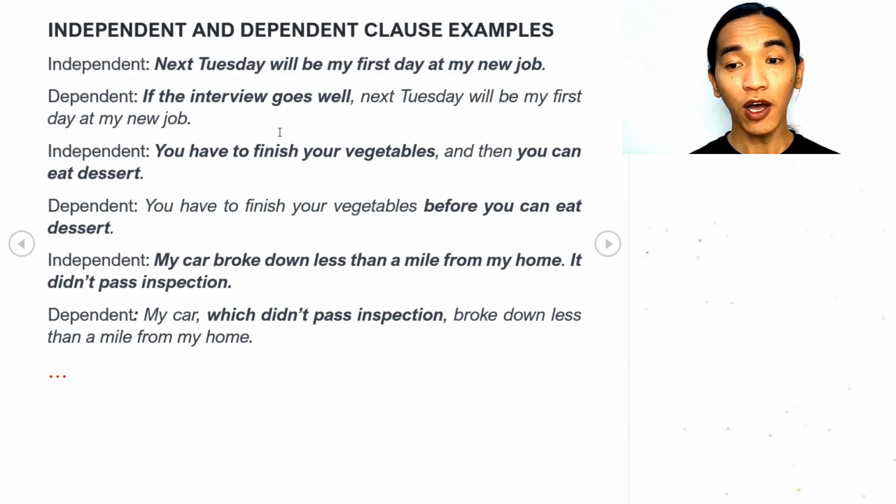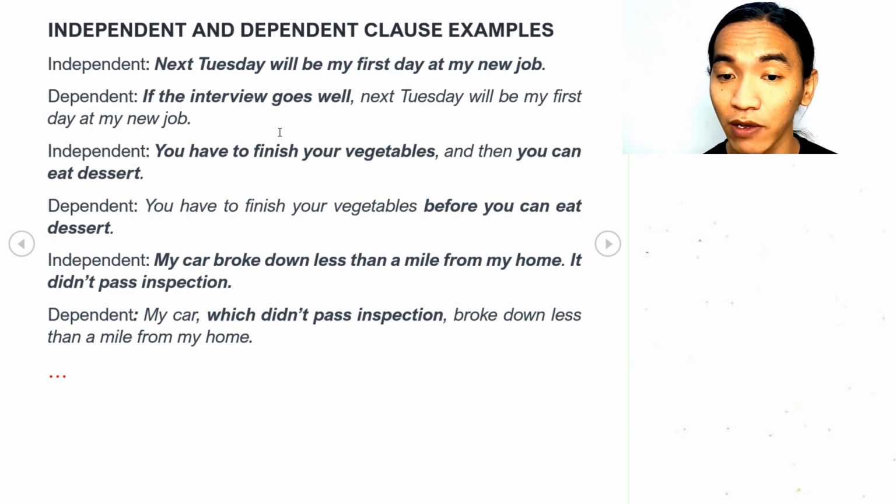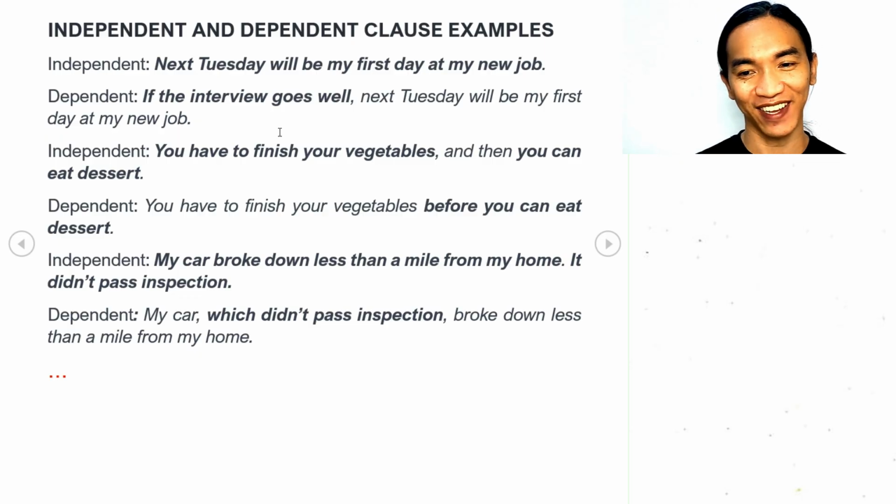Okay? So, these are just a few of the examples that we have for independent and dependent clauses. So, I would like you to search and read more about independent and dependent clauses. Okay? So I hope you find our lesson today very helpful.